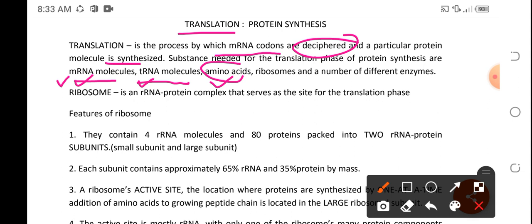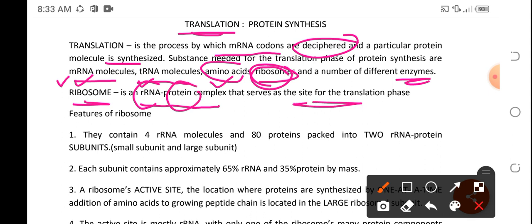Now, ang didiscuss muna natin before we proceed to the translation part is the ribosomes. Okay? We also had the different enzymes. Na-discuss din natin to in relation with the different processes. Now, ang focus natin is the ribosomes. Ribosome is an rRNA protein complex. So, meron siyang rRNA and protein that serves as the site. Siya yung site for the translation phase.